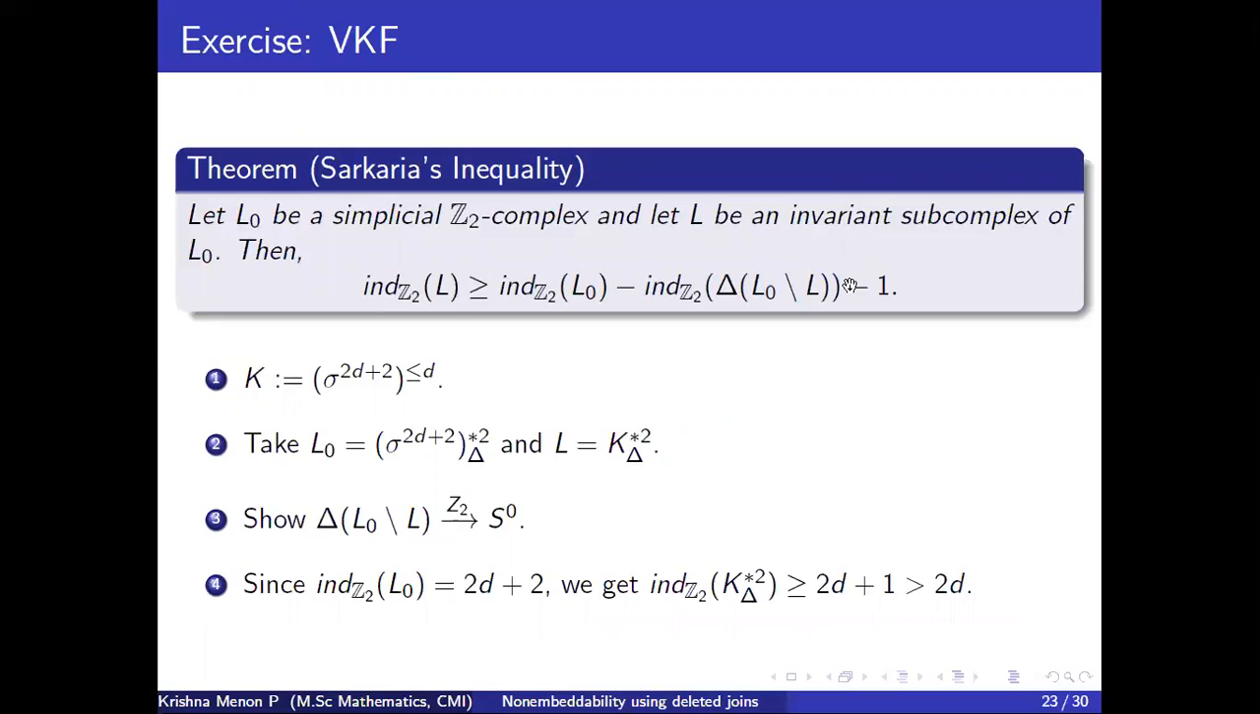So now, with the proof of that lemma, we have Sarkaria's inequality. And our goal is to use Sarkaria's inequality to get a lower bound for the Z2 index of the deleted join. But before going to that, I just want to mention that you can get a proof of the Van Kampen-Flores theorem directly from this inequality. I'm not going to go through the steps. It's there in Matousek's book. But essentially, what you do here is what we are going to do in general for this specific case. So I thought we might as well just do the general one.